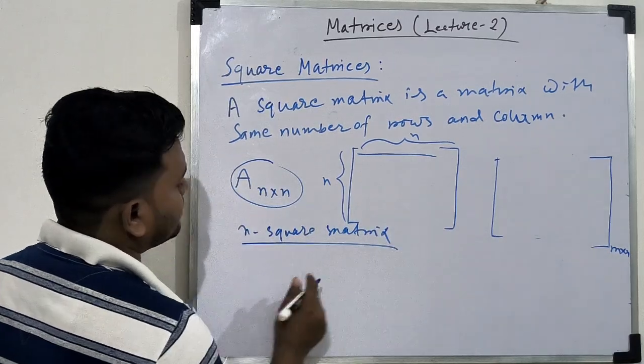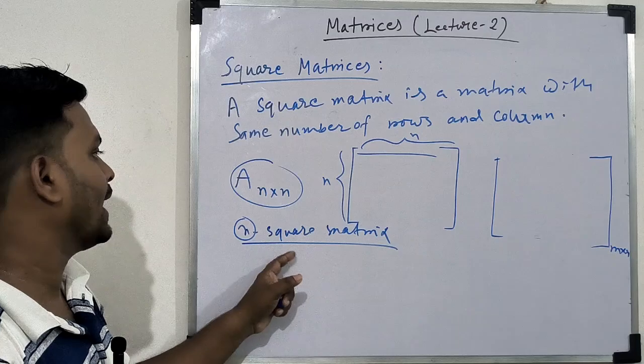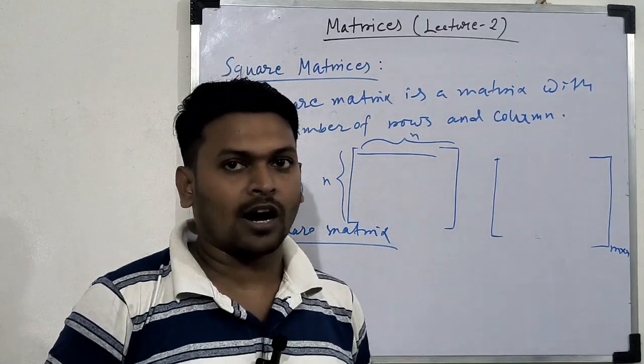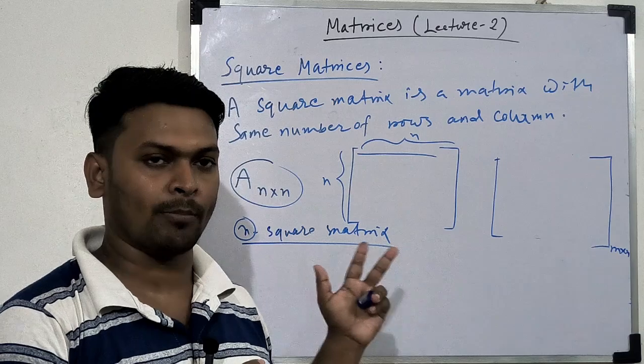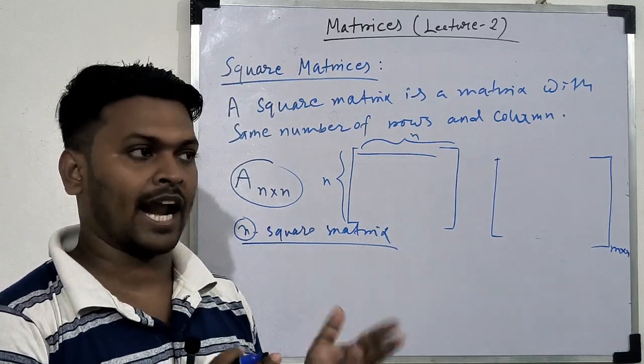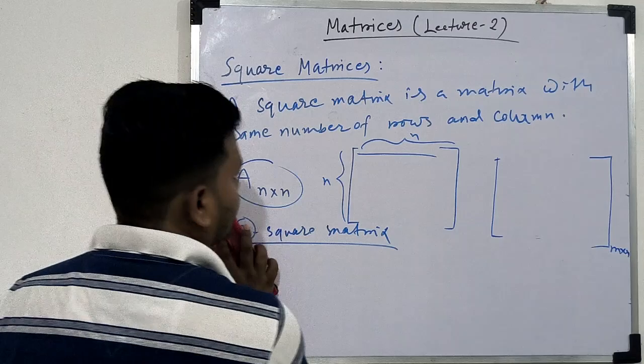So an n square matrix means a matrix with n rows and n columns. When a square matrix comes into the picture, there are the diagonal elements of the square matrix, the trace, and also the determinant. So now we will discuss all of that.